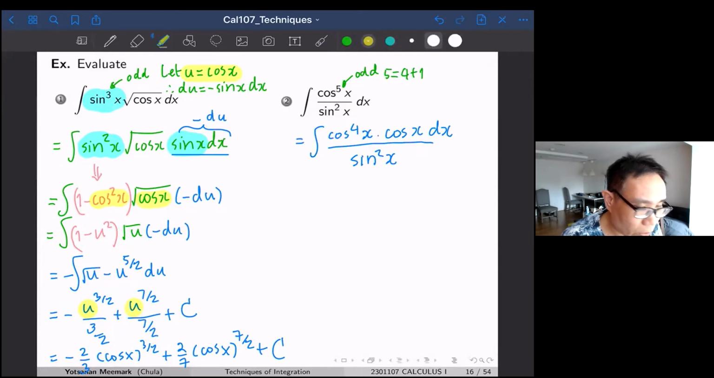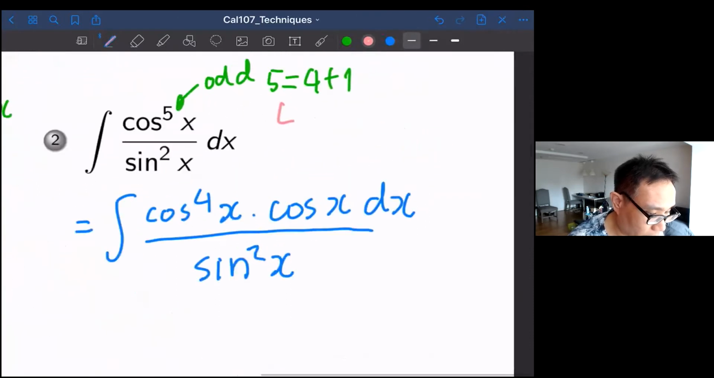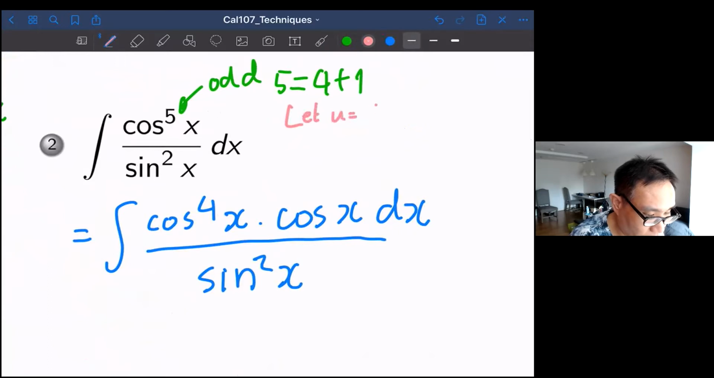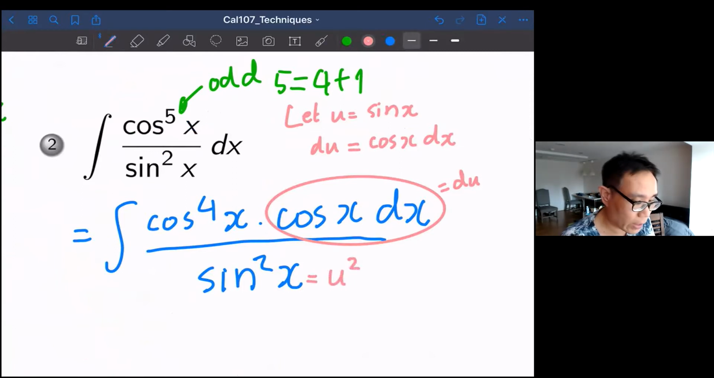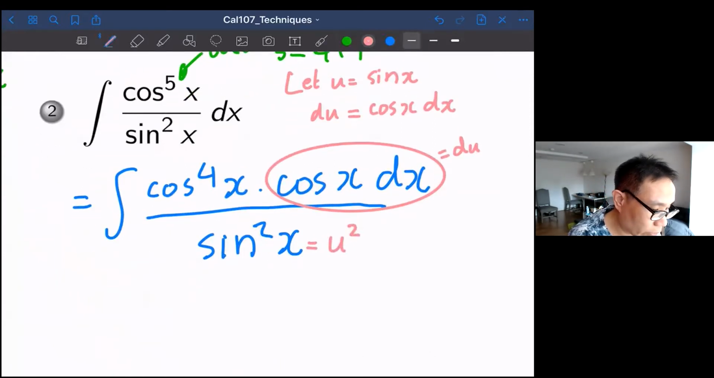When cosine is the odd power, you're going to let u be sine x. Let me enlarge this. So I let u be sine x, and du equals the derivative of sine, which gives cos x dx. So this term becomes du, and the cos to the fourth you need to change into sine. So this one will be u square on the bottom.